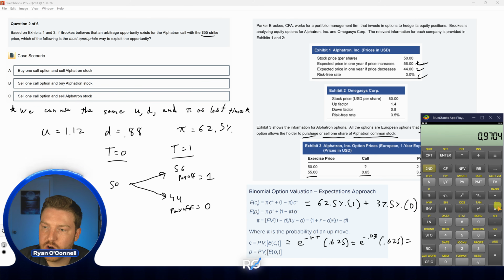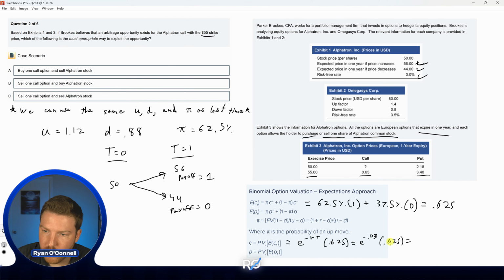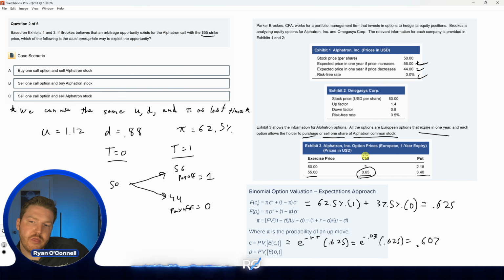So that is our discount factor, multiply it by 0.625, which is going to be equal to basically 0.607. So we found that we believe this call should be worth 0.607. We see that the value in the market is 0.605. So what should we do? We think that the call is overpriced, right?